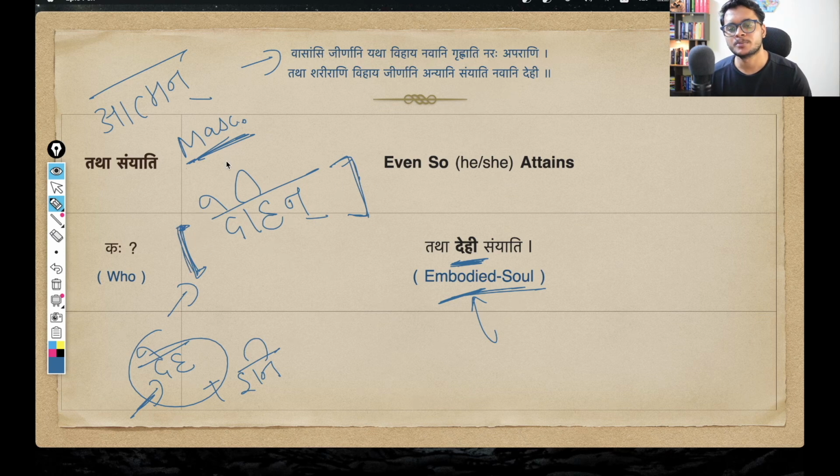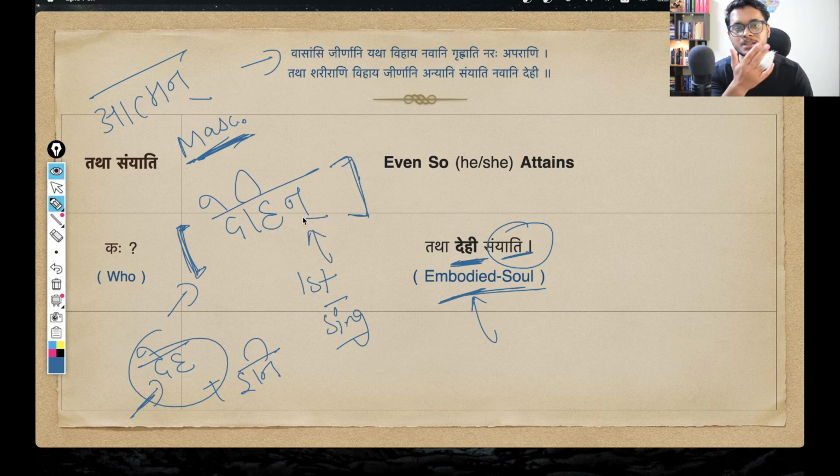Dehin pratipadika is a masculine gender pratipadika. Since we know this is the karta of this kriya, we know that this Dehin is in prathama vibhakti, first case and singular form. So like any Nakarant masculine gender pratipadika, Sannyasin becomes Sannyasi, Yogin becomes Yogi. So Dehin becomes Dehi. Okay, so that is what we see here.